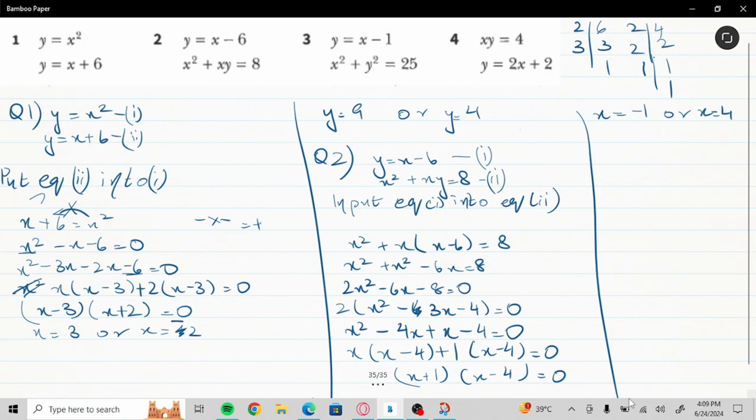So we will find the corresponding values of y. So y is equal to x minus 6. So negative 1 minus 6 is equal to negative 7. Or y is equal to 4 minus 6, which is equal to negative 2. And that's for question number 2.